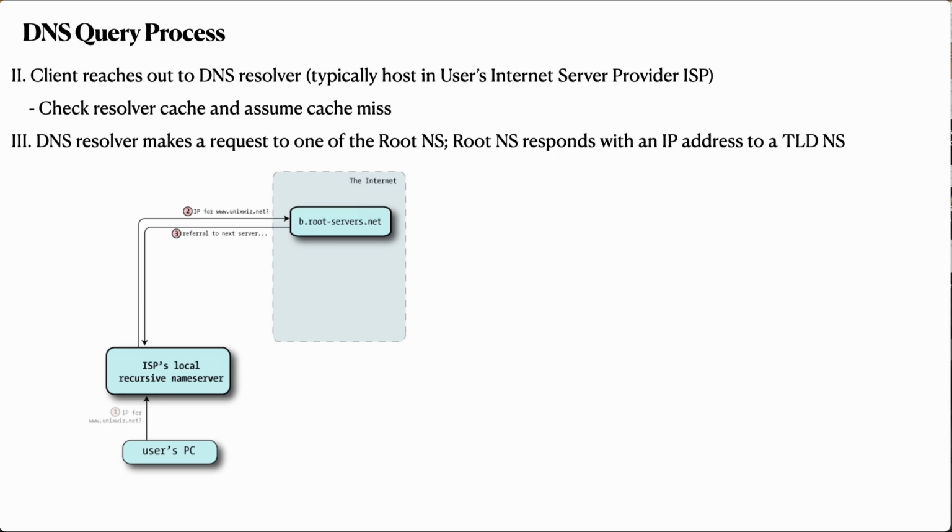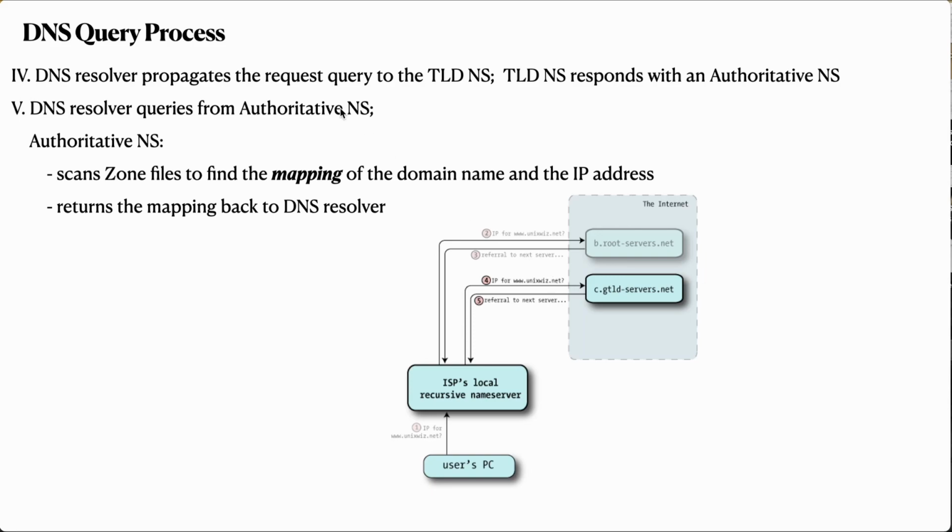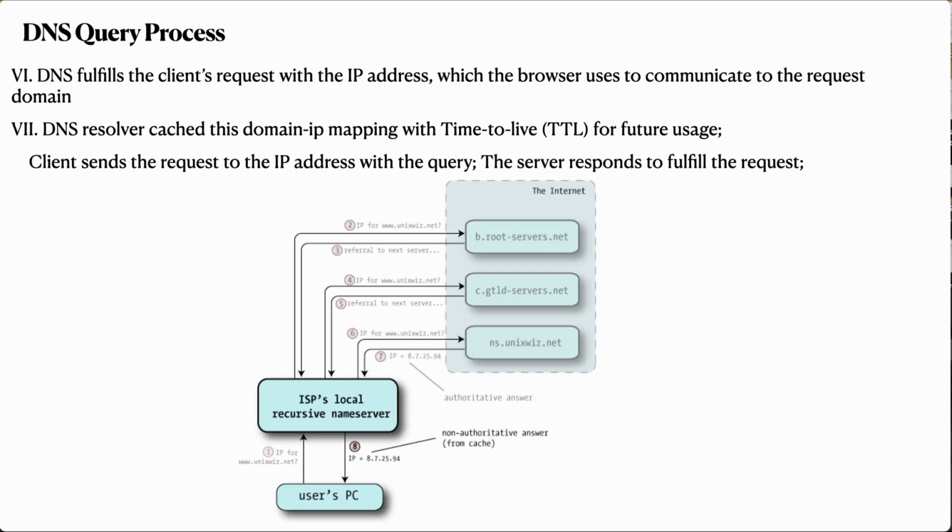So the DNS resolver is going to make a request to one of the root name servers, and the root name server will respond with an IP address of a top-level domain name server. And then the DNS resolver will propagate the query to the top-level name server. The top-level name server will respond with an authoritative name server. The DNS resolver will then forward the query to the authoritative name server, and the name server will scan the zone files and try to find the mapping between the domain name and the IP address, and it will return the mapping back to the DNS resolver.